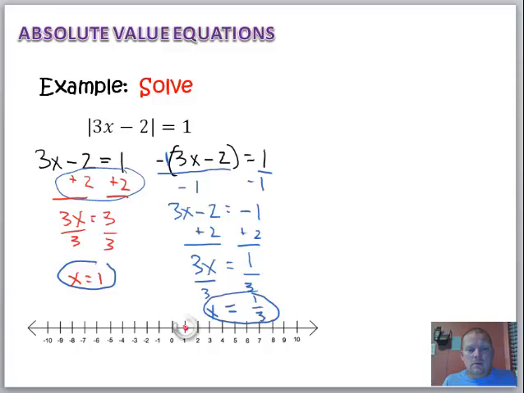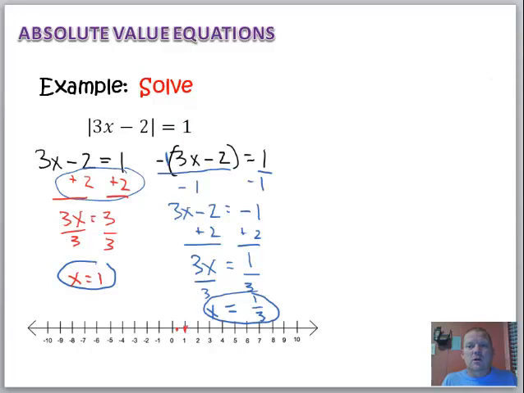x equals 1, and x equals 1/3. Right, and then I can plug those in, put 1 in. 3 times 1 is 3 minus 2, and that would give me 1. The absolute value of 1 is 1. Put 1/3 in there. 3 times 1/3 is 1. 1 minus 2 is negative 1. The absolute value of negative 1 is 1, so it still works also.